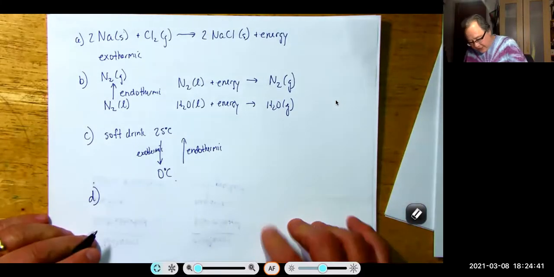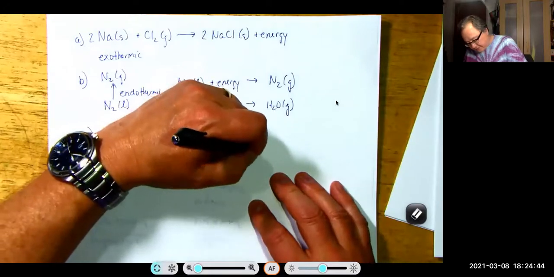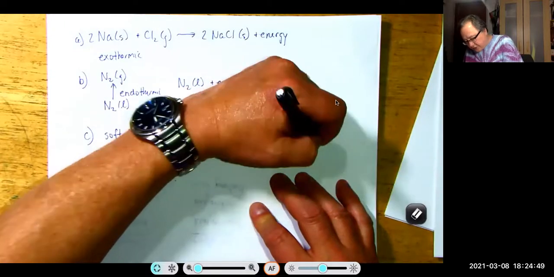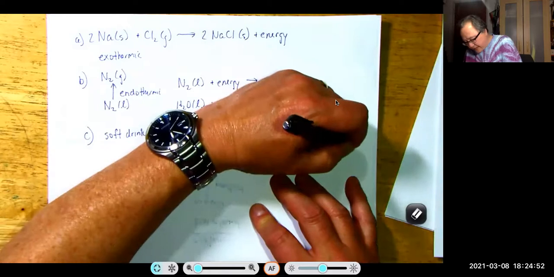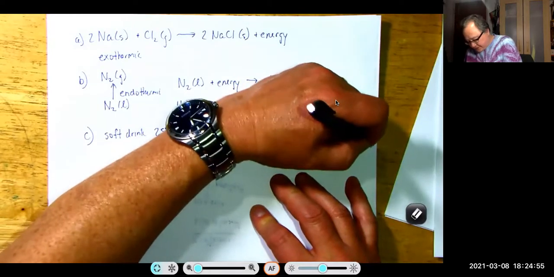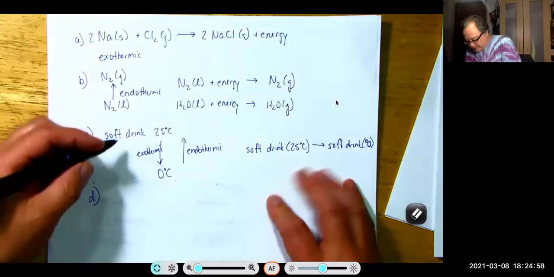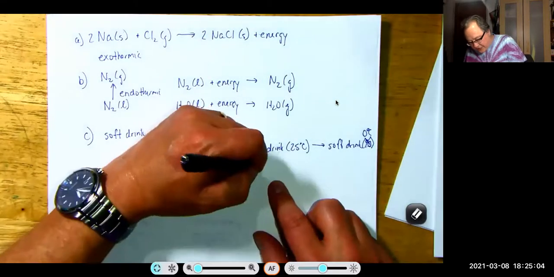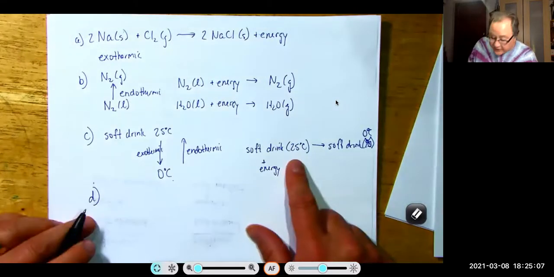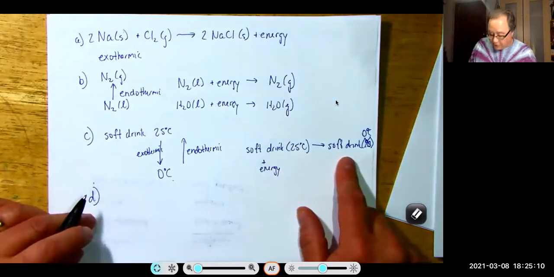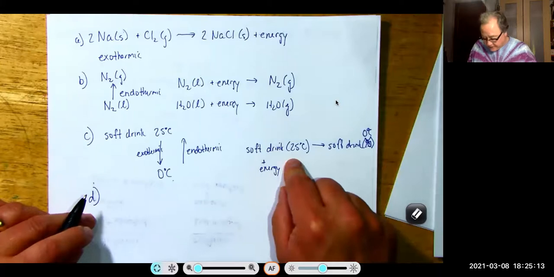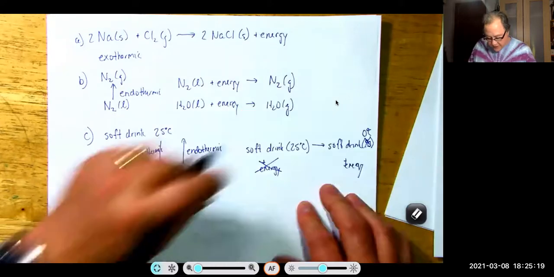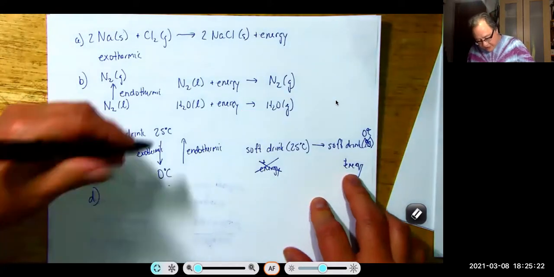Okay, so to take your soft drink at 25 degrees Celsius and turn it into your soft drink at 0 degrees Celsius, you've got to think to yourself, if you put energy here, does it make sense that the soft drink at 25 would go to 0? If you put energy into your warm soft drink, that doesn't make sense. So the energy must go over here. The energy is a product, so therefore it is exothermic.